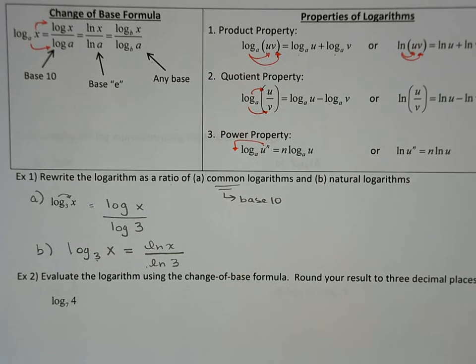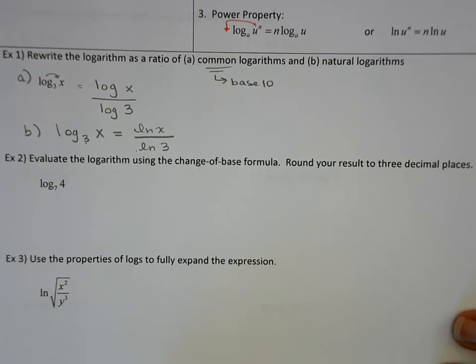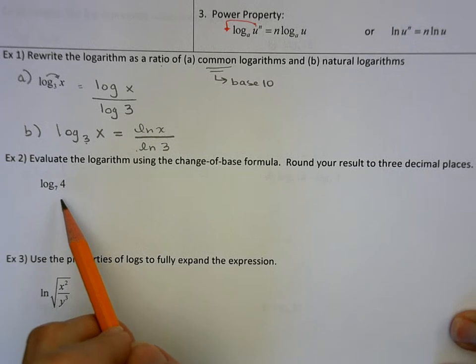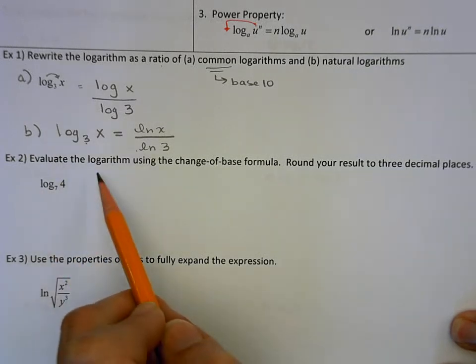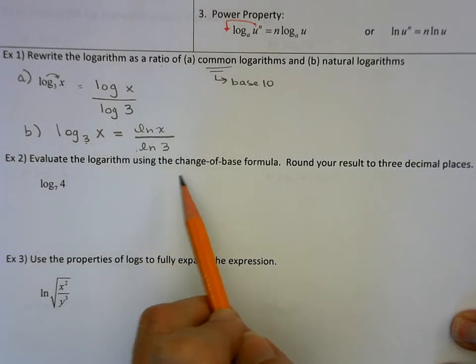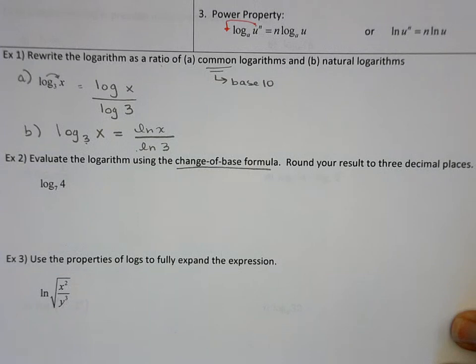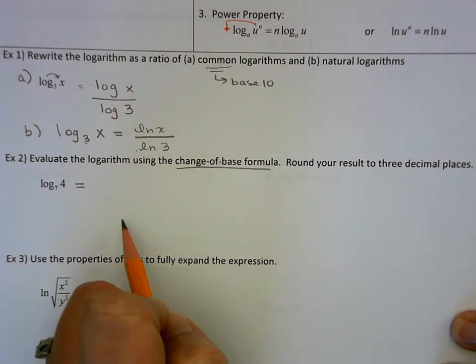Okay? All right, so for example 2, it says evaluate the log using the change of base formula. One thing you have to be careful about here is that I'm not looking just for a number answer. I know a lot of our calculators can just give me that answer, but the directions don't say, what's the answer? The directions say, use the change of base formula. So that means I can use either a log or a natural log. It doesn't really matter which one I choose. I usually use a natural log just because it's one less letter to write.